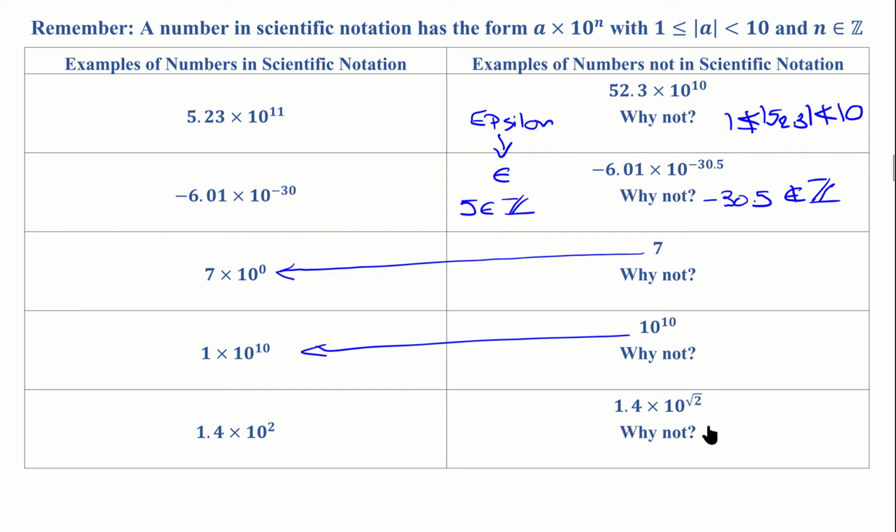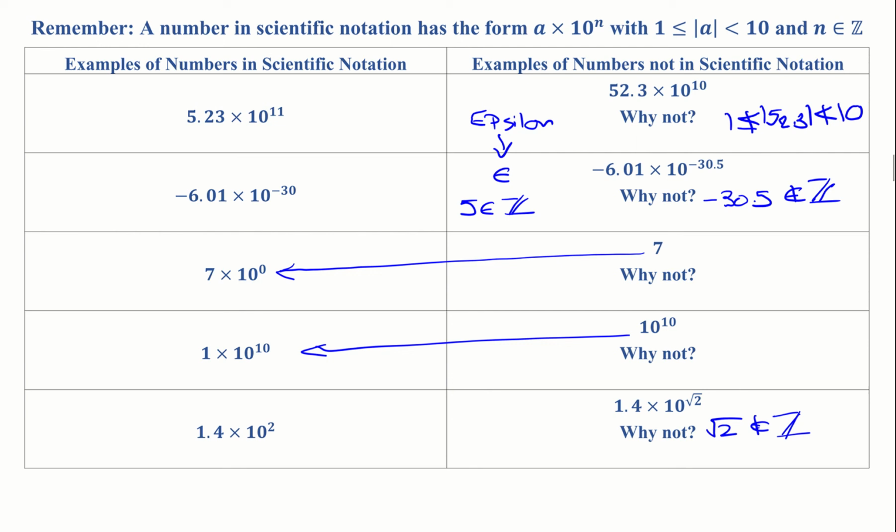How about this one? This one, of course, is not in scientific notation, not because of the 1.4. That's fine. That's a number between 1 and 10. It's because of the square root of 2. Of course, as you know, square root of 2 is not a member. So another way of saying does not belong to is to say is not a member of the set of integers.